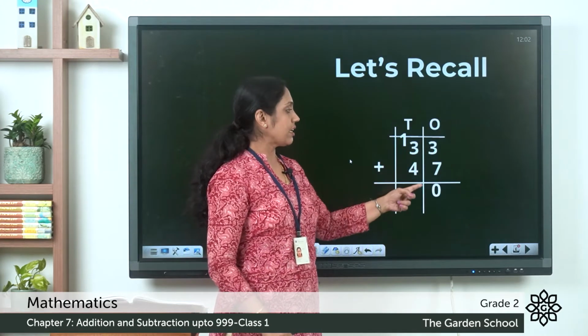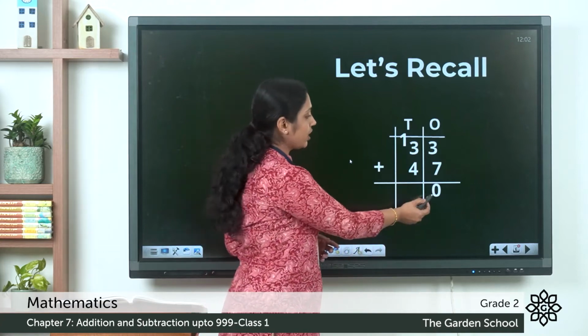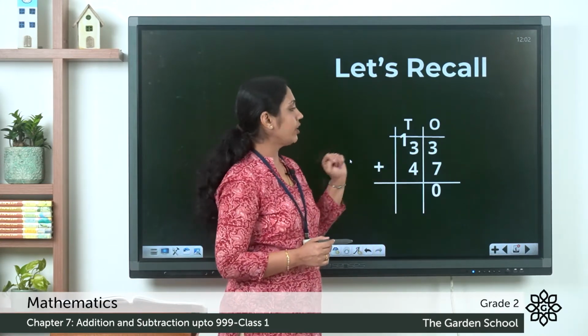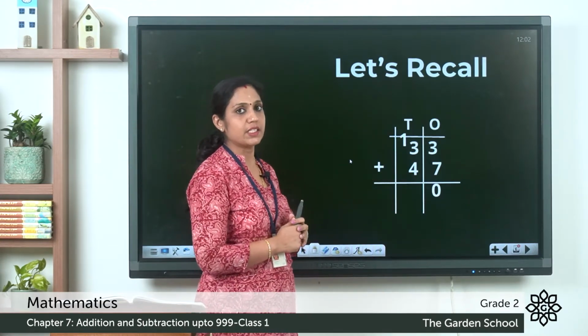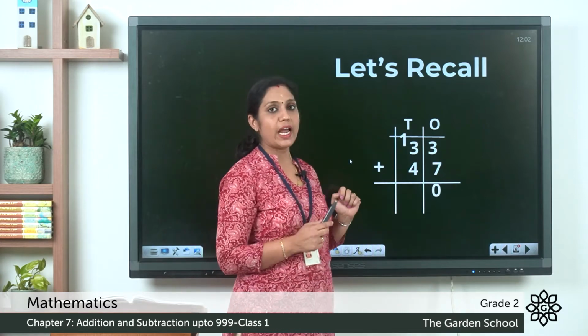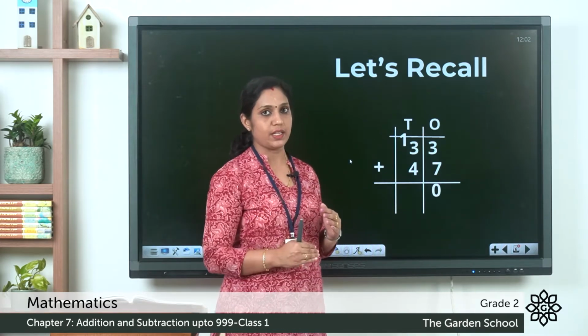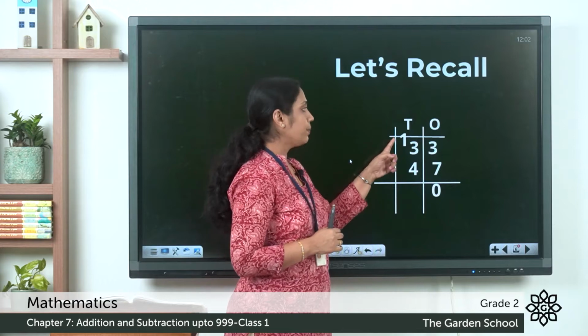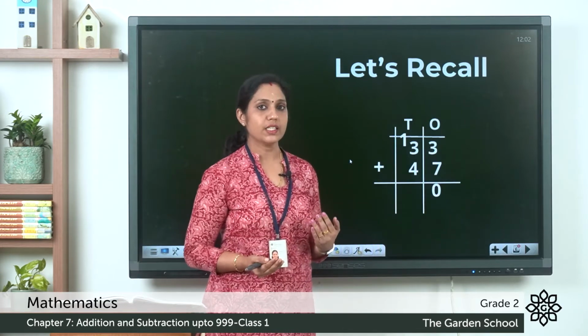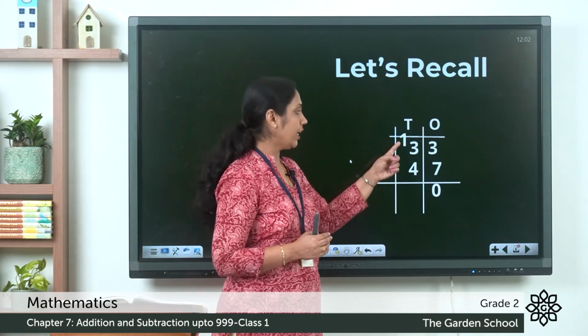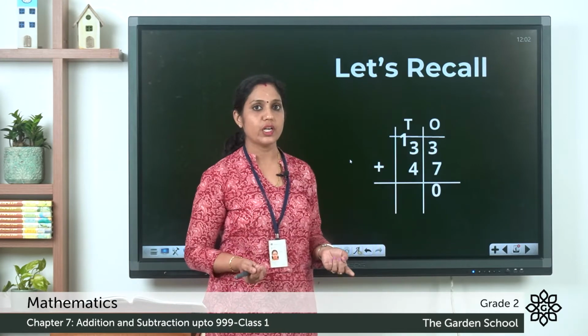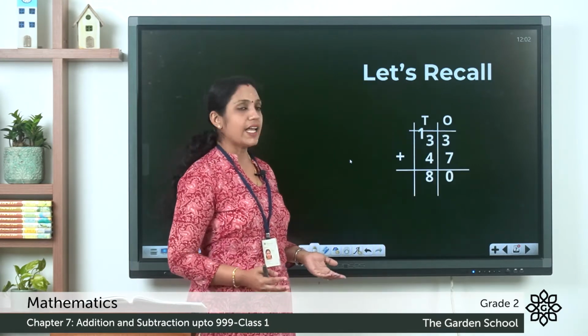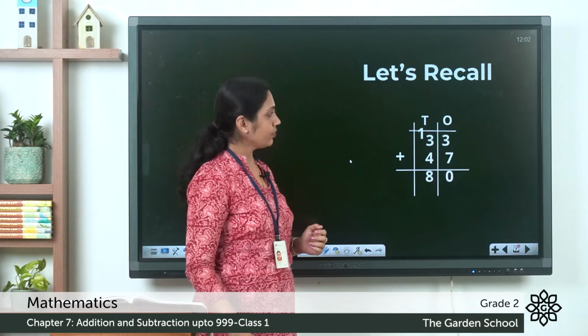So 3 plus 7 is 10. We have written 0 under the ones place, and 1 we carry over to the tens place. Now that carry over we have to add along with the numbers in the tens place. So let's start. 1 plus 3 is 4. And again 4 plus 4 is 8. So we get the answer 80.